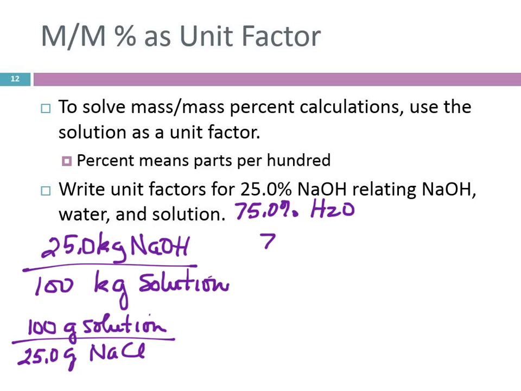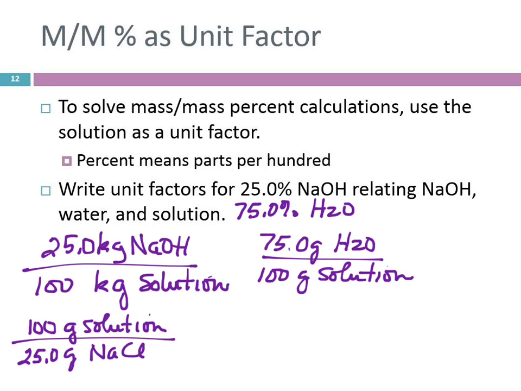So then we could write 75.0 grams of water per 100 grams of solution. Does that make sense? Because the two parts have to add up to 100%. 75 grams of water to 100 grams of solution. What's the ratio of grams of water to grams of sodium hydroxide?